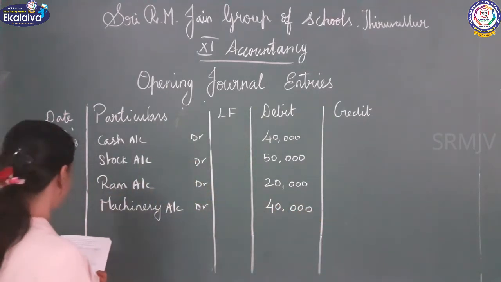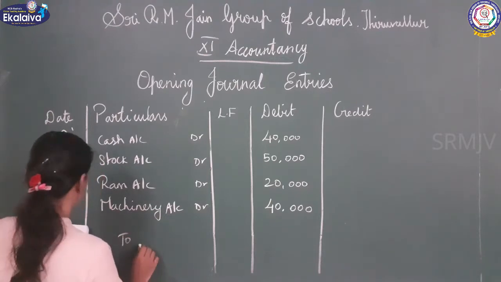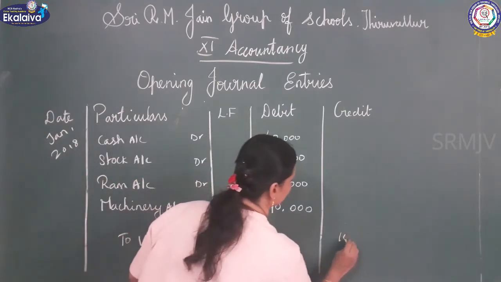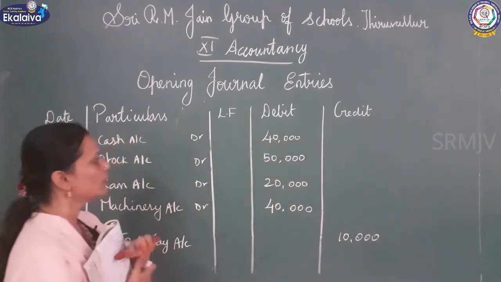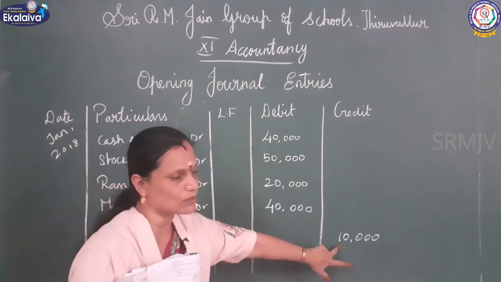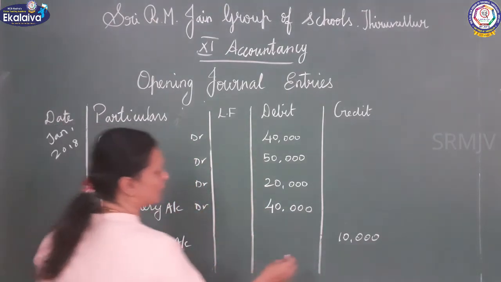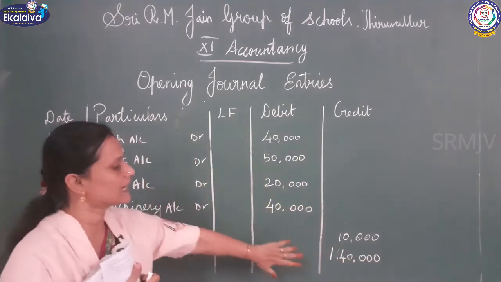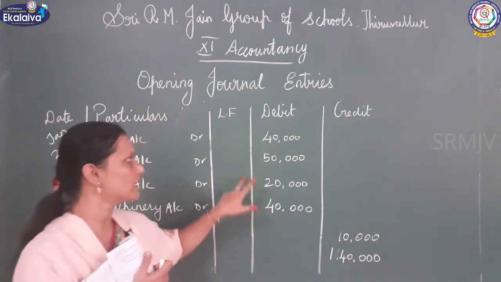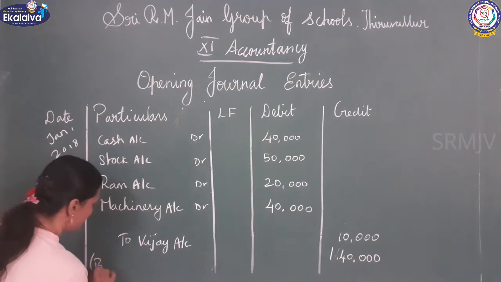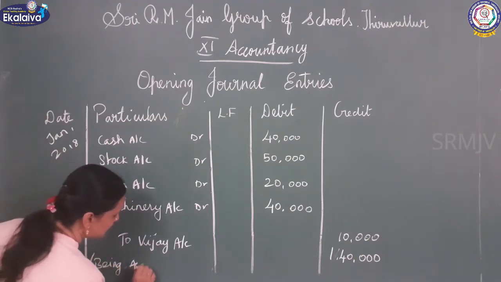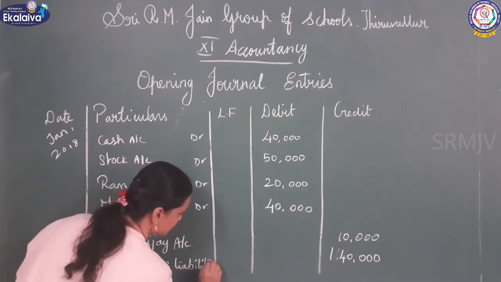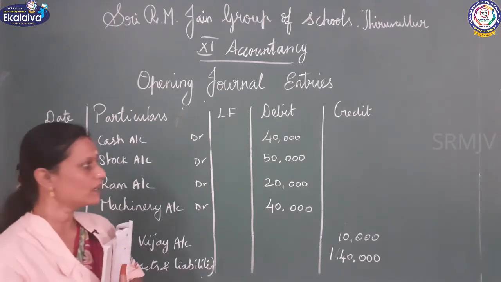Okay, now they have given liabilities also to Vijay. To Vijay account 10,000. So what you should do now, you add all the amounts and subtract 10,000 from this. Okay, you will be getting 1,40,000. Okay, overall both the sides you will be getting 1,50,000. This is a journal for this transaction. Okay, so being assets and liabilities. Okay, like that you have to write, children. Copy this.